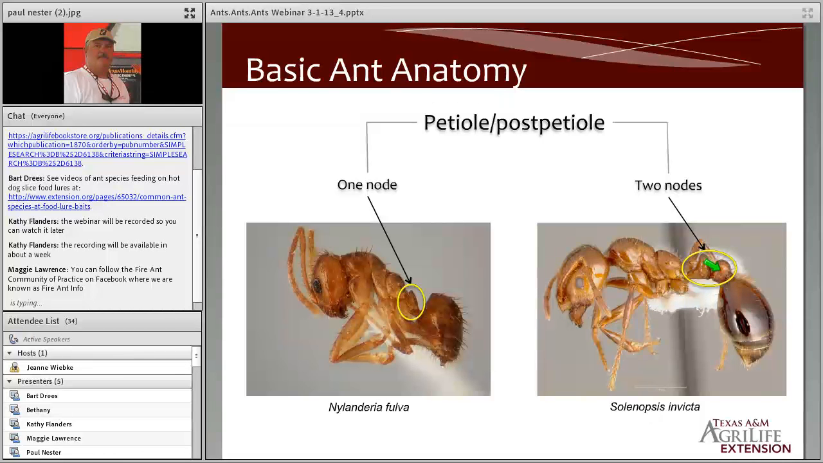I also want to let you see the difference in the antennae. We look at the Nylanderia fulva. The first antennal segment is very, very long, which is longer than the head, as opposed to the fire ant, where the first antennal segment is shorter than the head. So again, looking at these different characteristics helps us to ID these ants and know which ones we're dealing with, so we can have the correct control strategy for the ant.